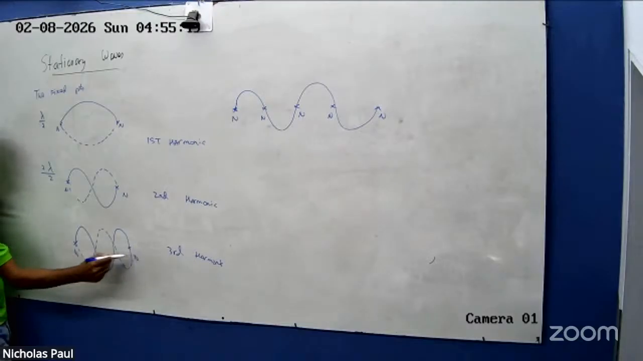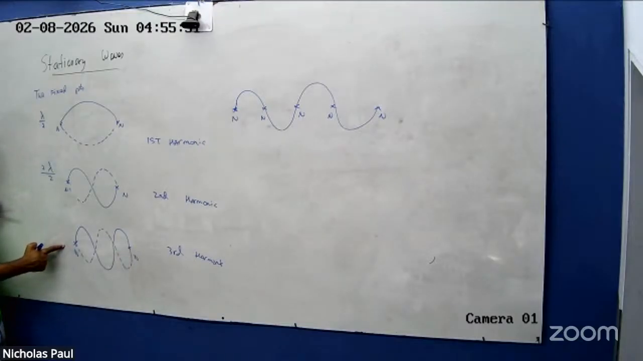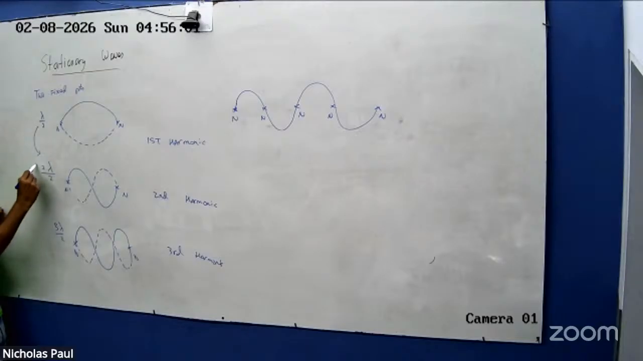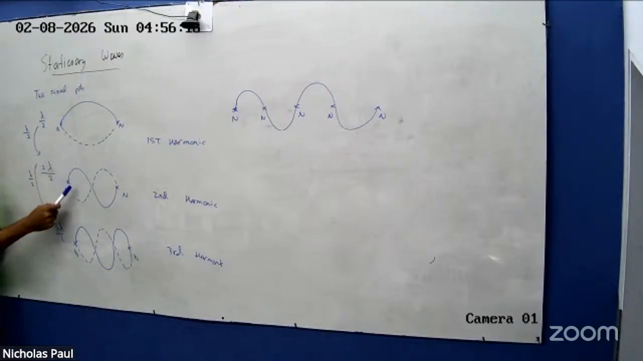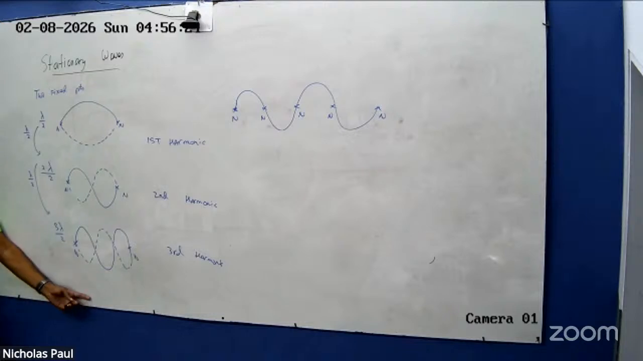Node. How much of a wave is this? 3 lambda on 2. What you all notice is how we're going down the road. They are all increasing by lambda on 2. So every time you hear that loud sound, for example in a bottle, that means the wave in there is increasing by lambda on 2. So what will be the next one?